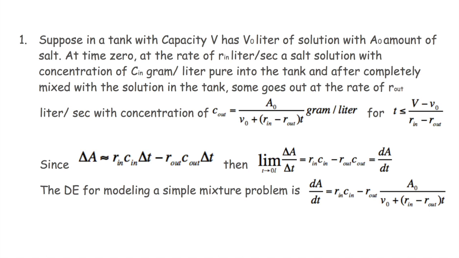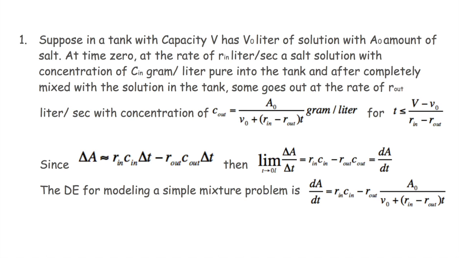Suppose a tank with capacity V has V naught liters of solution with A naught amount of salt. At time 0, at the rate of R sub n liters per second, a salt solution with concentration of C sub n grams per liter pours into the tank, and after being completely mixed with the solution in the tank, some goes out at the rate of R sub out liters per second, with concentration C sub out equal to A naught divided by V naught plus T times R sub n minus R sub out. This equation is valid for T less than or equal to capital V minus V naught, divided by R sub n minus R sub out.